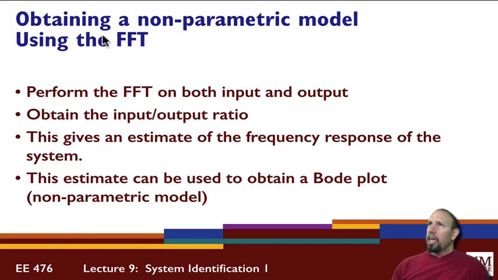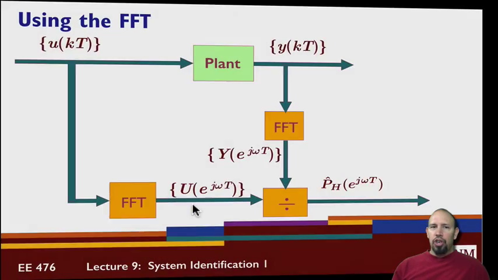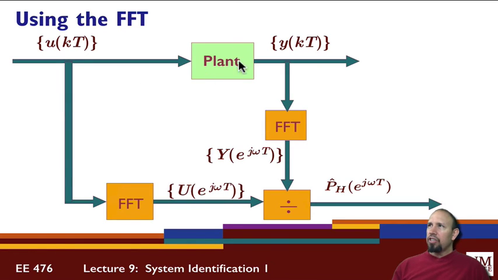So here's what we do in order to obtain a non-parametric model using the FFT. We first perform the FFT on both input and output. We obtain the input-output ratio of that data. This gives us an estimate of the frequency response of the system. This estimate can be used to obtain a Bode plot, that is, a non-parametric model. So in terms of a block diagram, we take our system, apply our input, sample our output, put both of these signals into an FFT, and divide one by the other. That gives us an estimate of our transfer function.